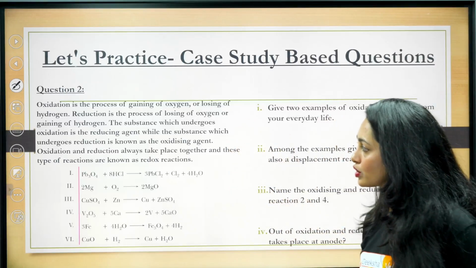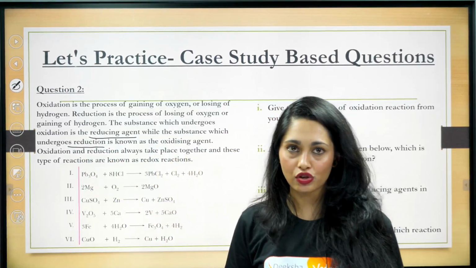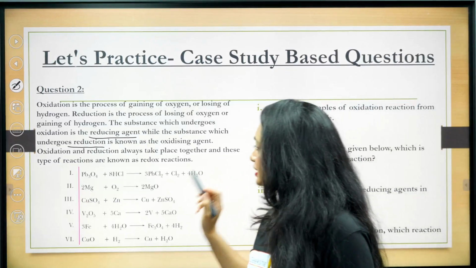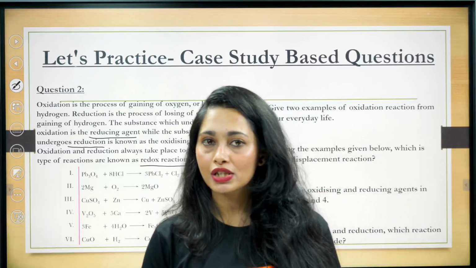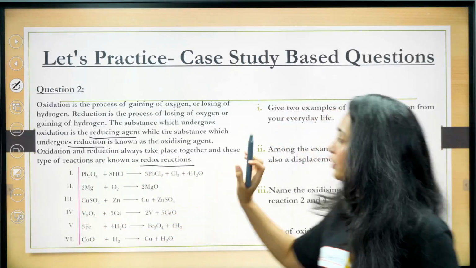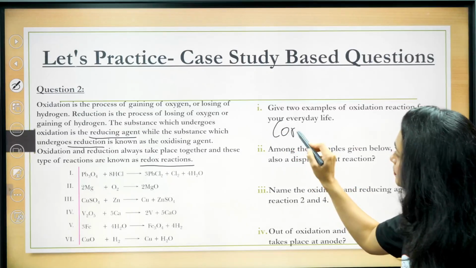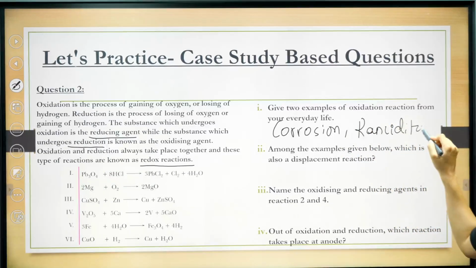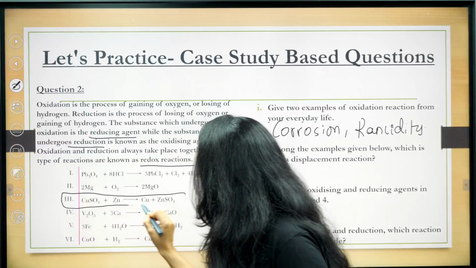The substance which undergoes oxidation is the reducing agent, while the substance which undergoes reduction is known as the oxidizing agent. So we already know that. Oxidation and reduction always take place together, and these types of reactions are known as redox reactions. This comes in the first chapter, chemical reactions and equations. There are some examples given here. So what are the questions? Let's see. Give 2 examples of oxidation reaction from your everyday life: corrosion and rancidity. Next, among the examples given below, which is also a displacement reaction? Example 3 is an example of a displacement reaction.